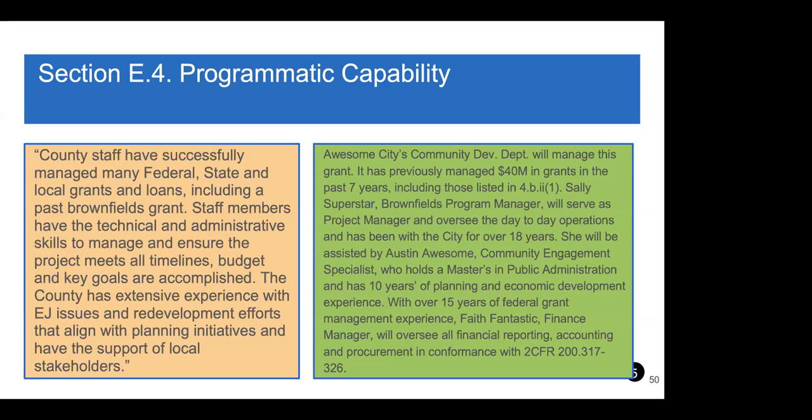So here's an example. The not so great is on the left: County staff has successfully managed blah, blah, blah. In the interest of time, on the right side is the way that you want to be writing. Awesome Cities Community Development Department will manage this grant. It has previously managed, boom, right out of the gate, how much? 40 million. How long? In the past 7 years. And by who? Sally Superstar. She's the Brownfields program manager, that's her title. She's serving as the project manager, and she's been with the city for over 18 years.